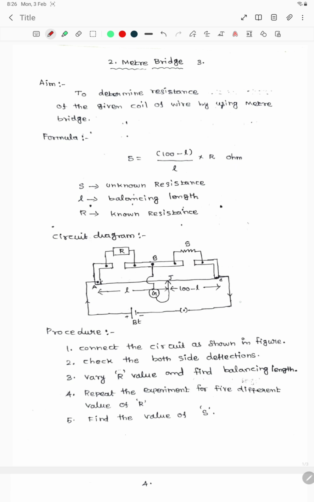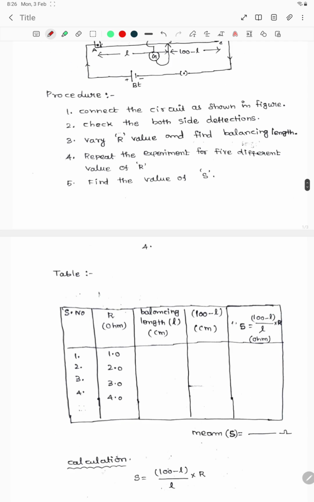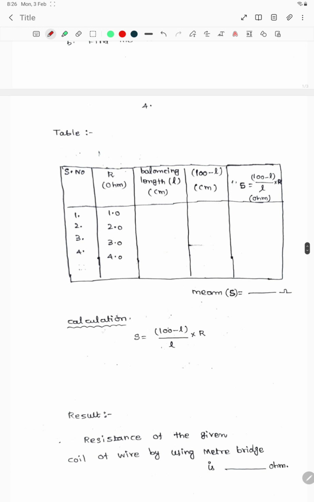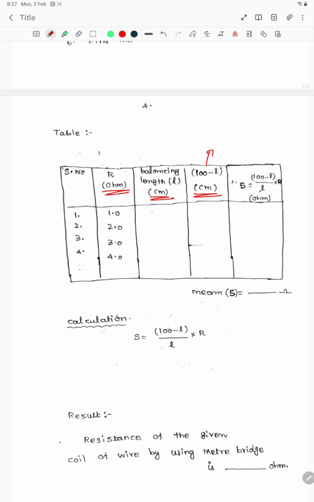After that you will draw the circuit diagram using the scale. Then you will write a short procedure. Once the short procedure is over, you will draw the table. For the table you have the serial number, the resistance, where you write the unit ohm, the balancing length in centimeter, and 100 minus L, which you will calculate using the calculator or your manual calculation. Whatever value you get, for example 29, this will be 100 minus 29. In that way you enter the readings, and then finally you calculate the value of S, which is 100 minus L by L multiplied by R. Here you have the formula, and the unit must also be mentioned inside the table.